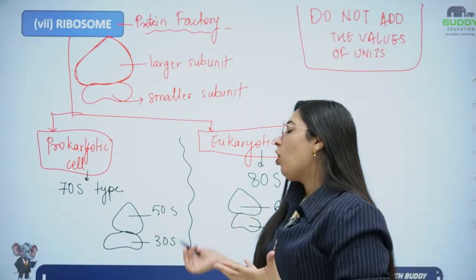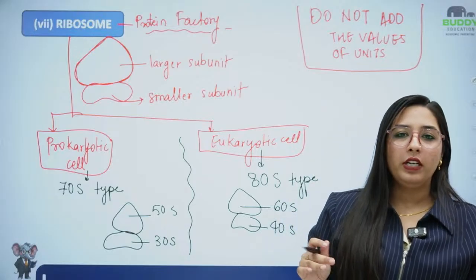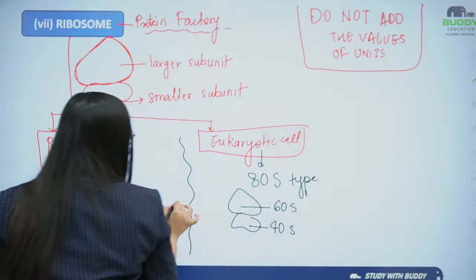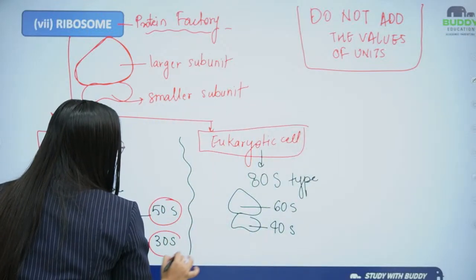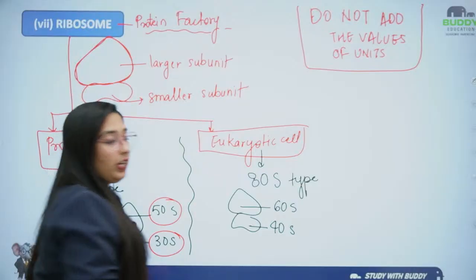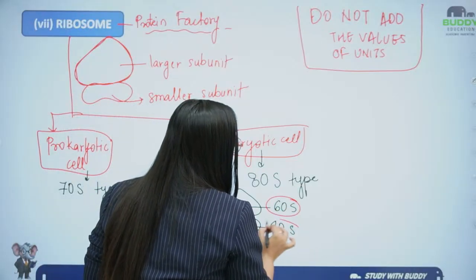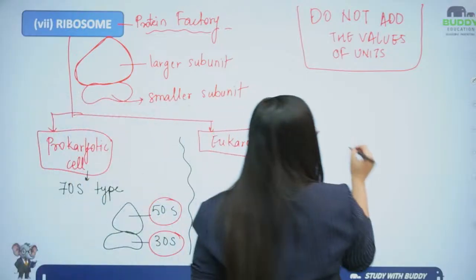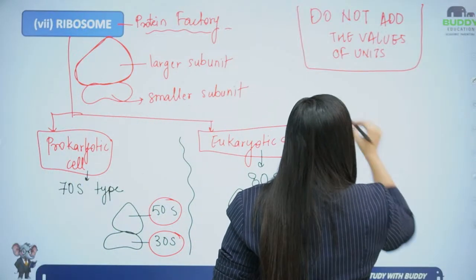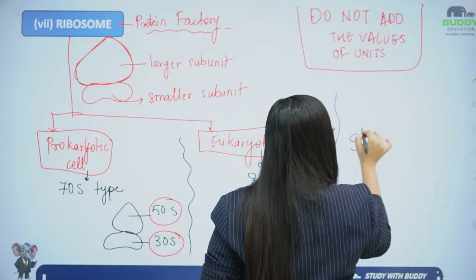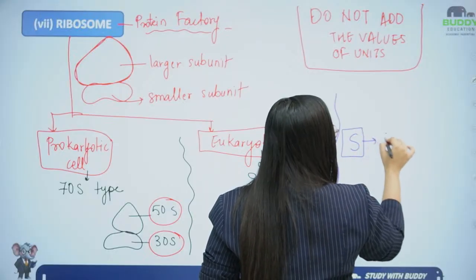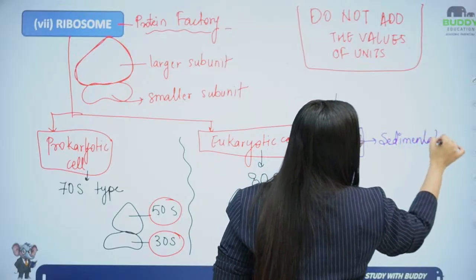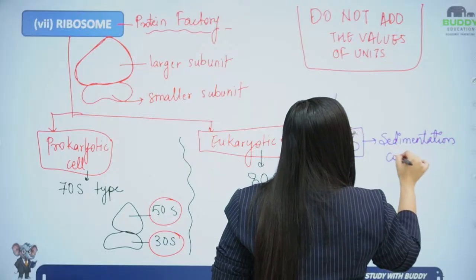When I talk about the prokaryotic cell, it consists of two units, the larger subunit and the smaller subunit, where the larger subunit is 50S and the smaller subunit is 30S. In the eukaryotic cell, the larger subunit is 60S and the smaller one is 40S. The S stands for sedimentation coefficient.